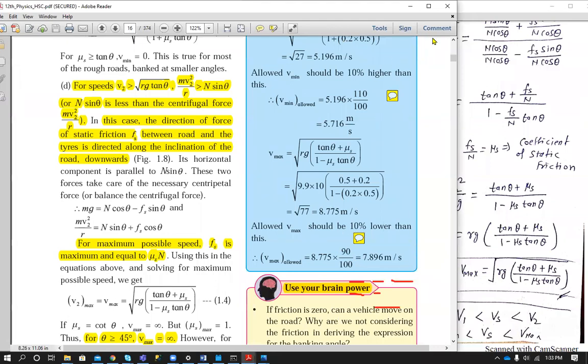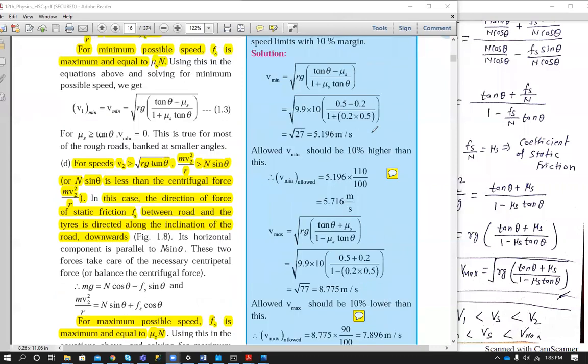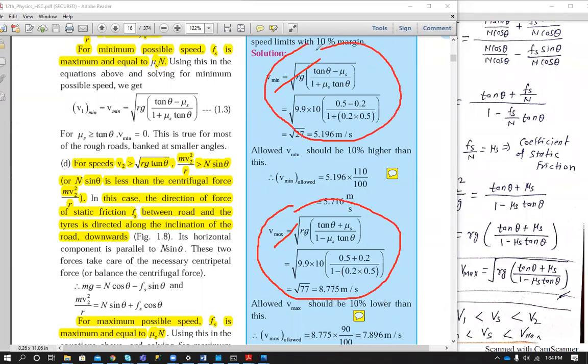So what have you done in this problem? You first find V minimum and V maximum as per the formula. This part is simple. For the 10% margin, for V minimum you add 10%, and for V maximum you minus 10%. Your range will be 5.196 meter per second as the minimum, and 7.896 meter per second as your maximum.